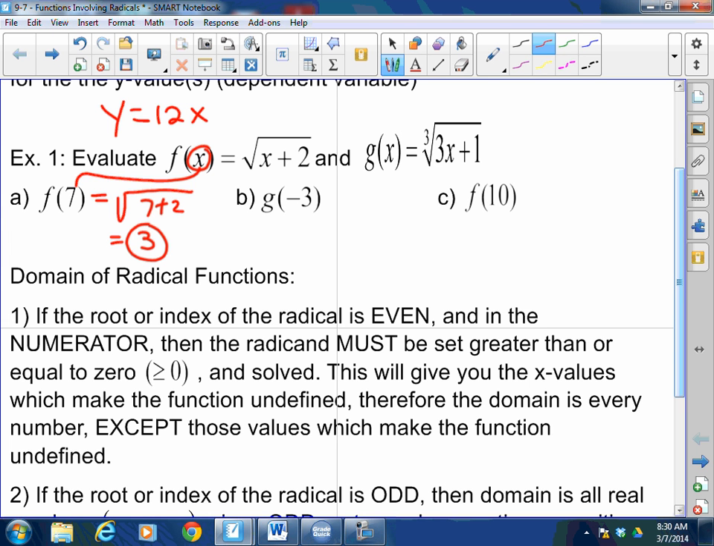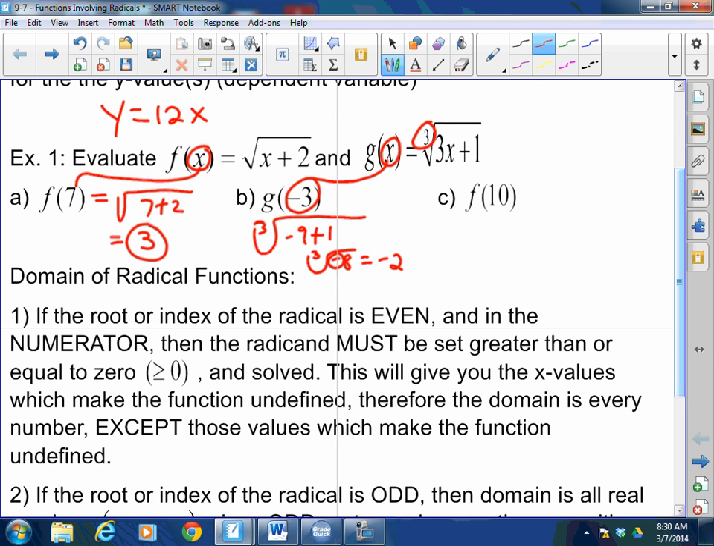Wait, negative? Remember, it's an odd root, so I can have a negative here. So what am I replacing the x with in this particular case? Negative 3. So I have cube root of 3 times negative 3, which is negative 9, plus 1, which is the cube root of negative 8, which is negative 2. Remember, there's a negative there. Pull it out. Cube root of 8 is 2.